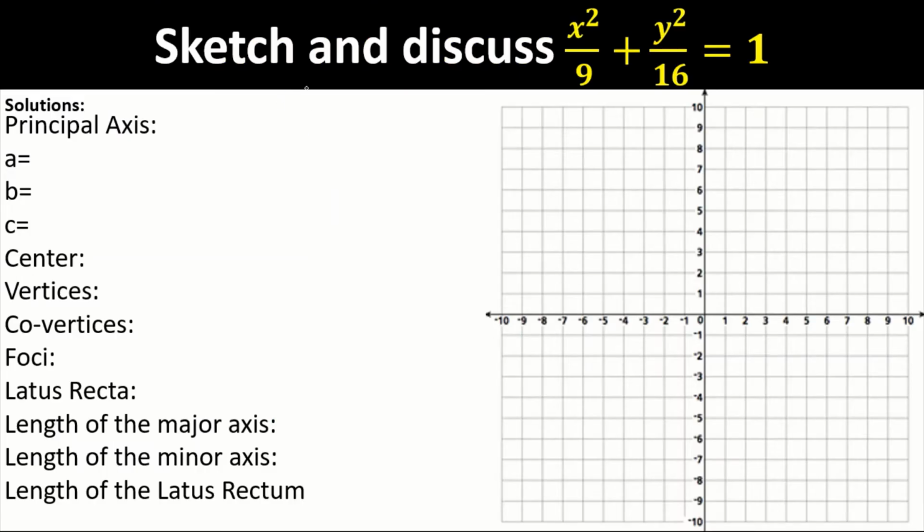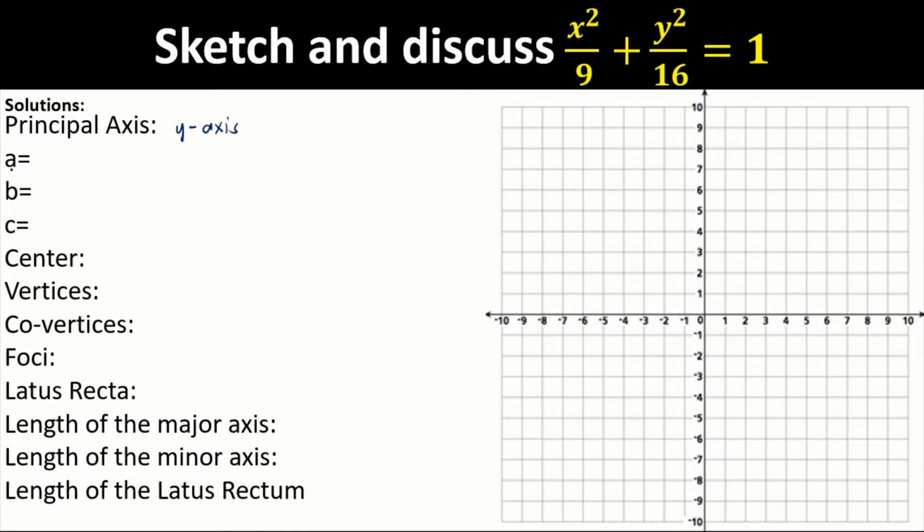Example number 1. Let us sketch and discuss x squared over 9 plus y squared over 16 equals 1. Let us identify first the principal axis and yun ay magagaling sa highest value ng denominator sa equation. Obviously, ang pinamataas sa value dyan is 16 from 9 and 16. So, under na 16 is y squared. So, the principal axis is on y-axis.